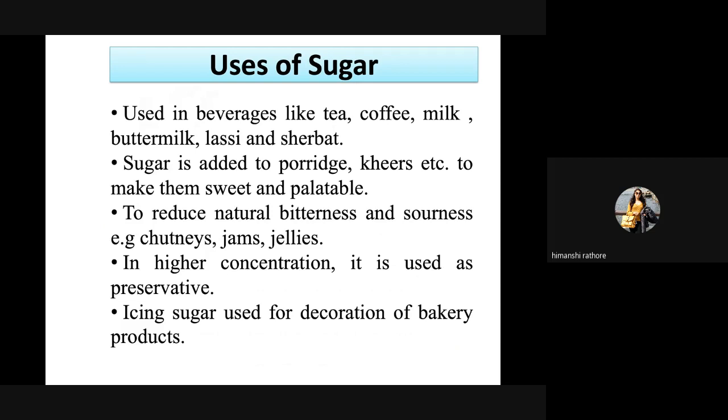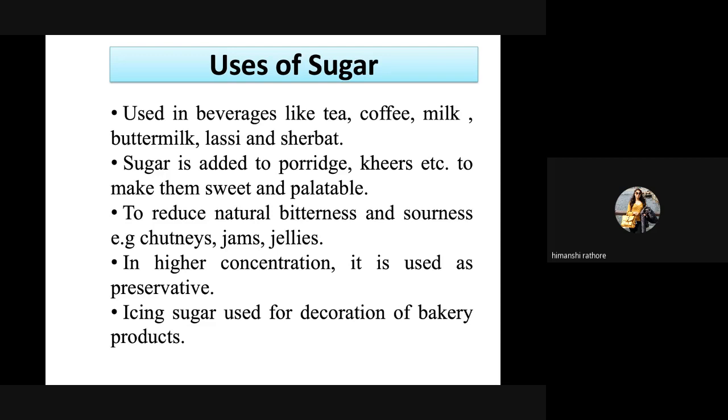Then we talked about the uses of sugar, that there are various recipes we prepare in India in which sugar is used, like in tea, coffee, sherbets, jams, and jellies, and it is also used as a preservative, because if you are adding a high concentration of sugar to your products, then on the other hand, you are saving them, you are extending the shelf life of that particular product.